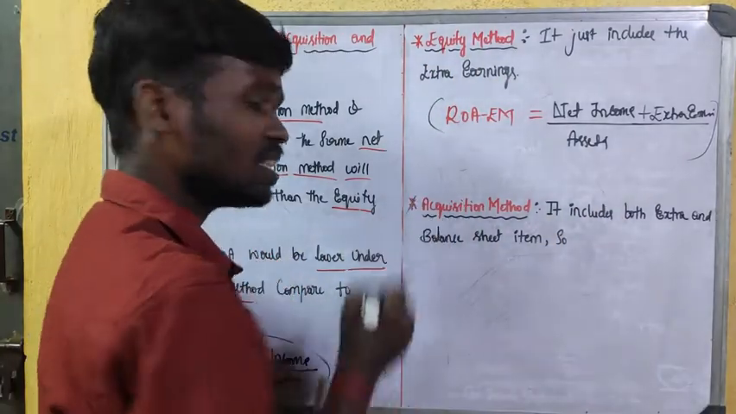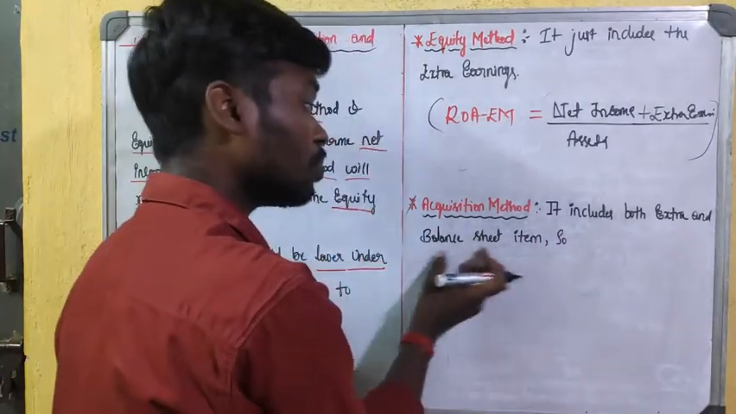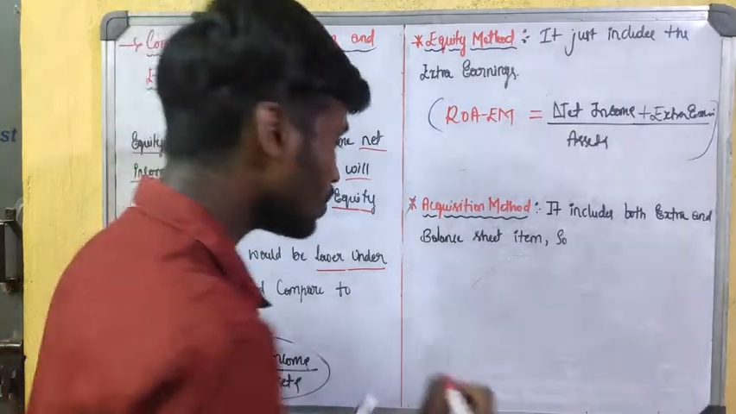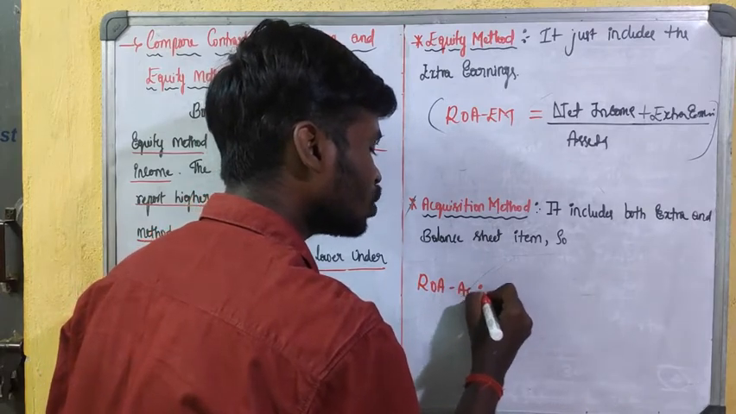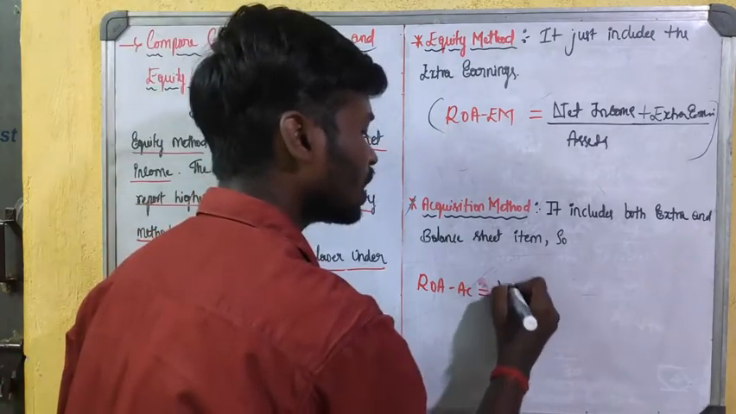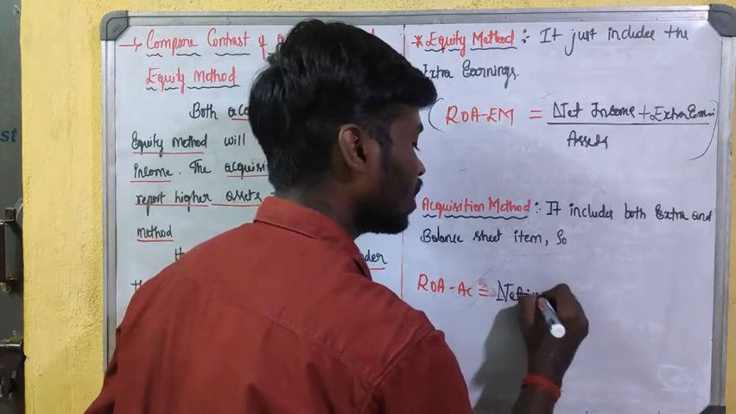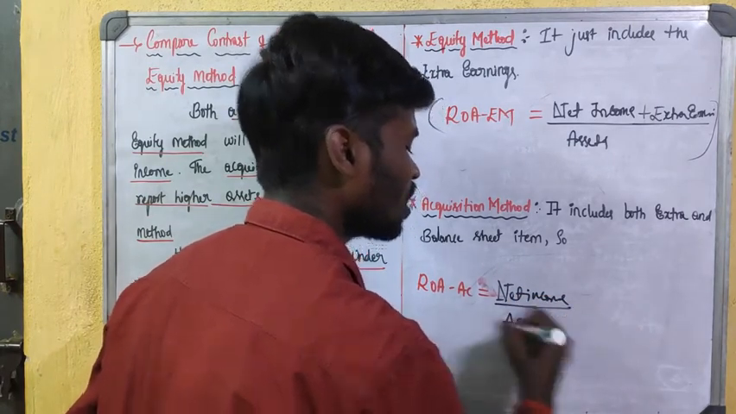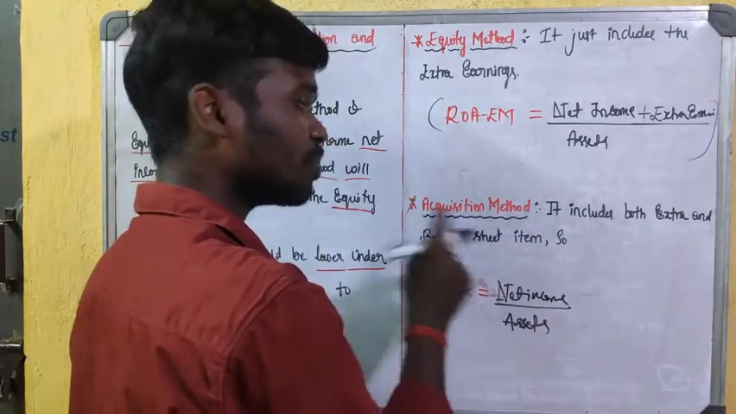And similarly, see the acquisition method, it includes both extra earnings and balance sheet items, which means under the acquisition method we are going to calculate the return on asset, that is, return on asset will be calculated based on the net income divided by assets. But under acquisition method it includes extra earnings and balance sheet item.